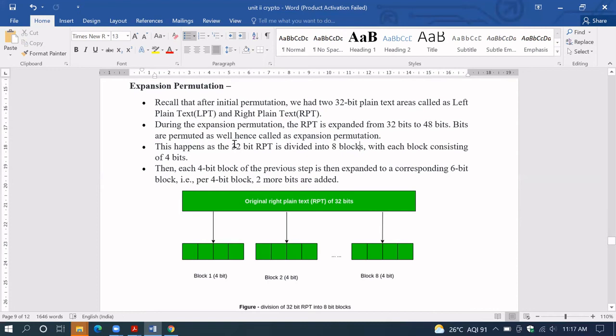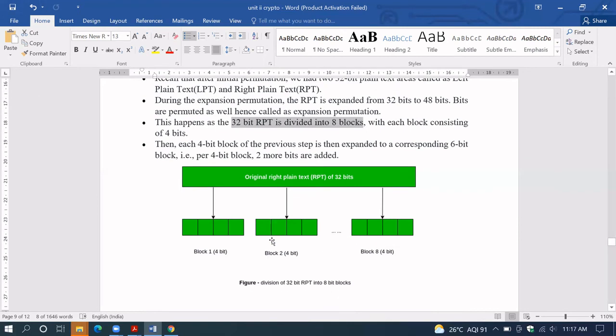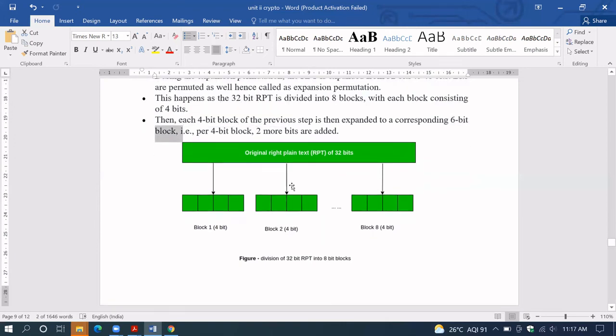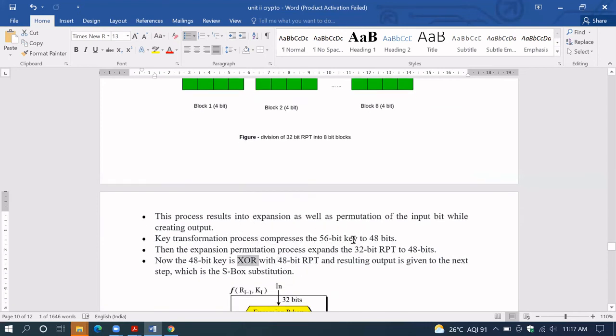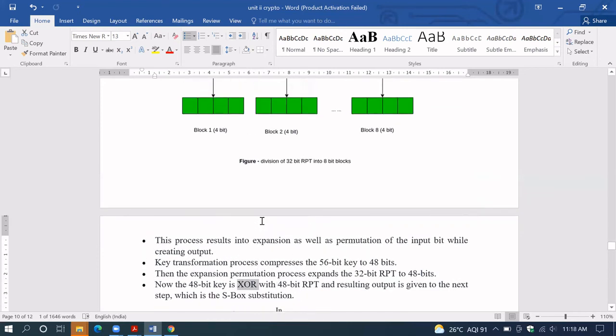So how does it happen? A 32-bit right plain text is divided into 8 blocks, each block consisting of 4 bits. Then these 4 bits are again converted to a 6-bit block. So the permutation is increased. And after that, you are performing the XOR operation. This process continues until you complete all the bits.